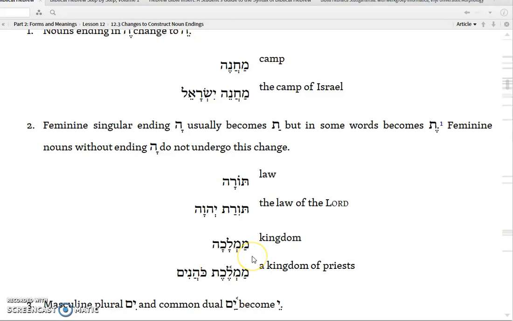Or the word kingdom, mamlakah, in construct becomes mamleket, with a segolate style ending pattern. It has a T at the end, but it's a segol tav rather than patah tav. And so if you want to say a kingdom of priests, it would be mamleket kohanim.